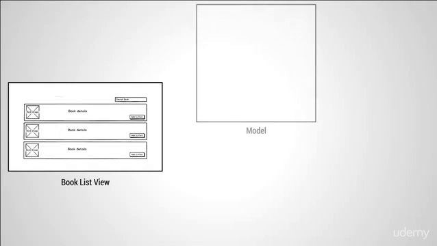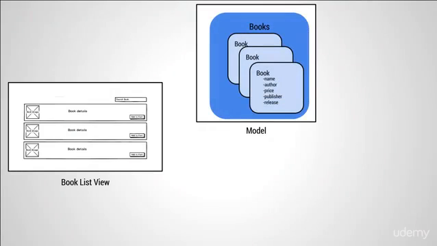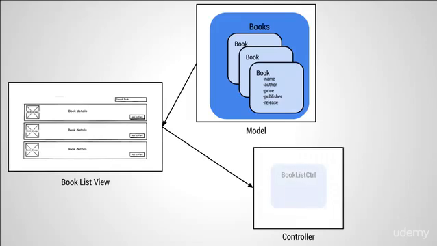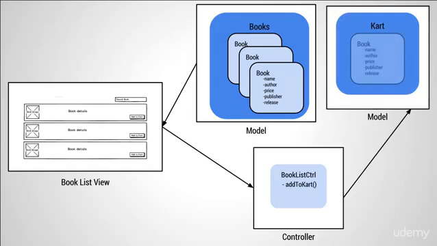Our book list view will be made up of a collection of books. So we can have a model as an array of books. Each book will be represented with a name, author, price, publisher, and release date. When the user clicks on the Add to Cart button, this business logic will be handled by the controller, book list controller, which will add the book to another model, the cart. You can see the controller can change models, which will then be represented as an updated view. As we are changing the data of the cart view, that view will be represented with this updated data.